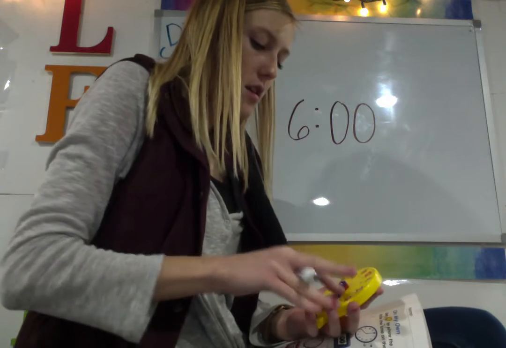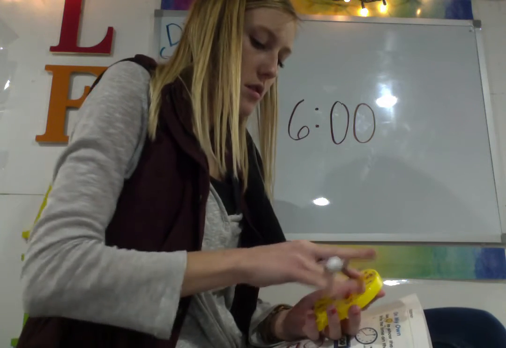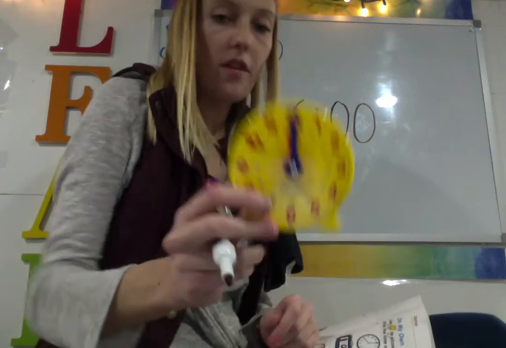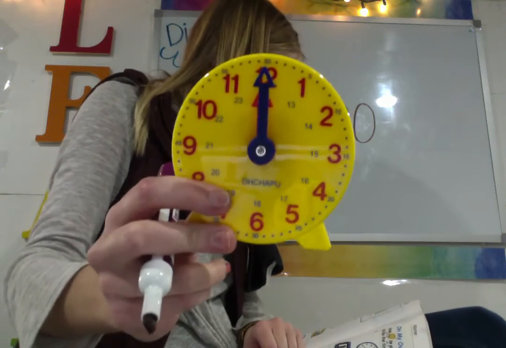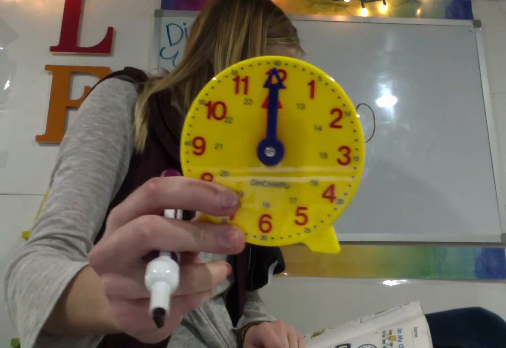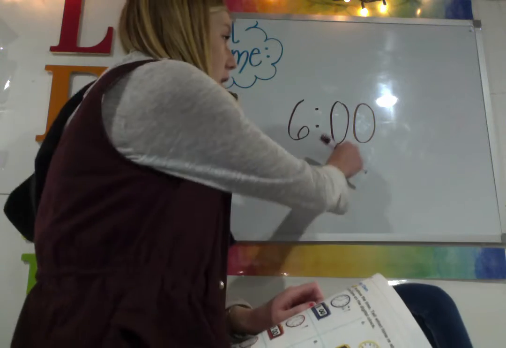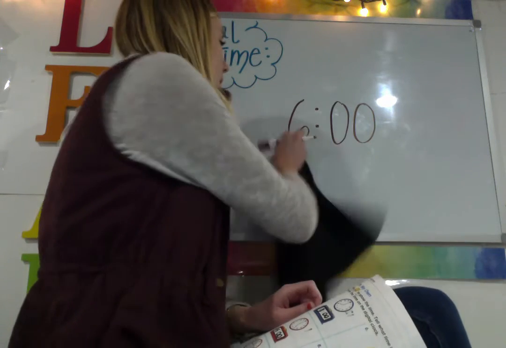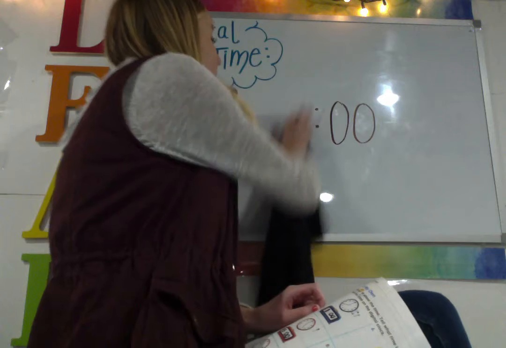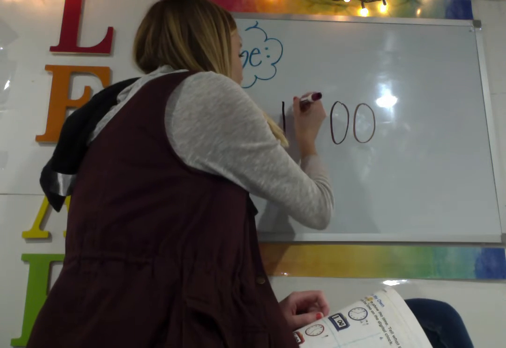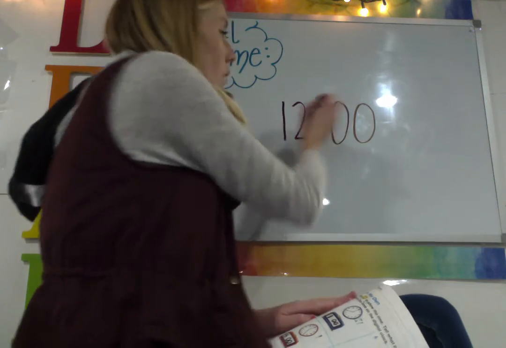Number 3 is showing this time. Both hands are on the 12, which means that is showing us 12 o'clock. My minutes are going to stay the same, and this is going to become a 12. 12 o'clock.